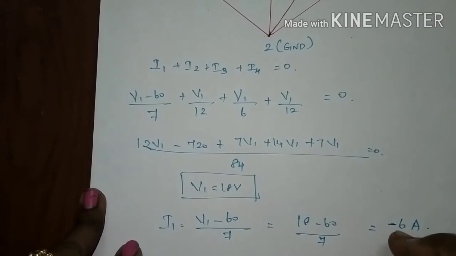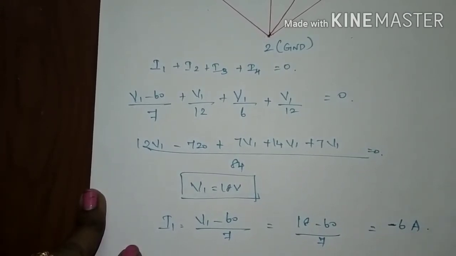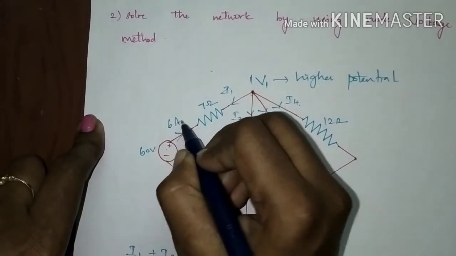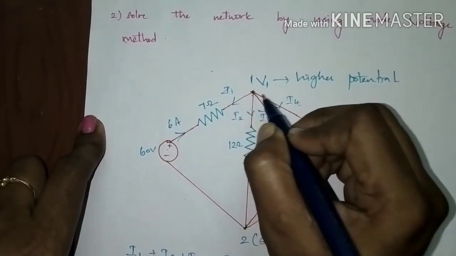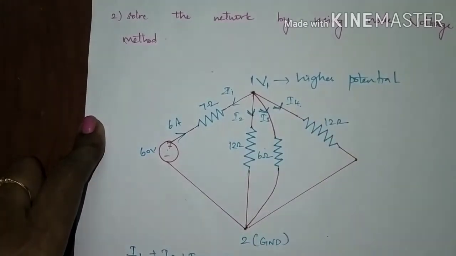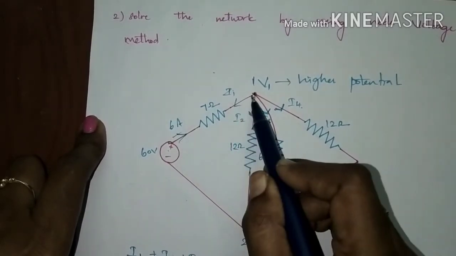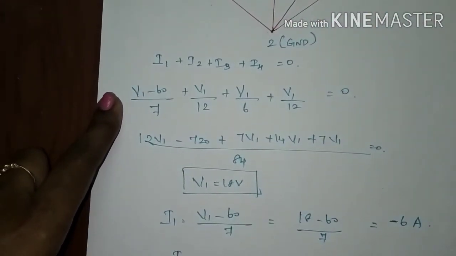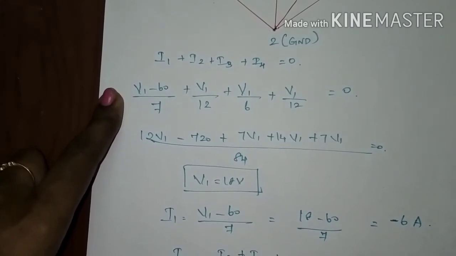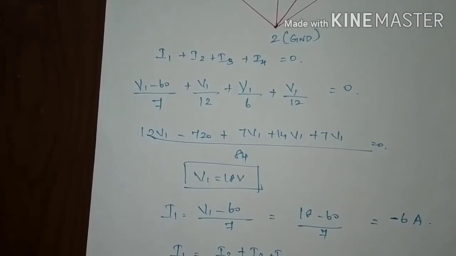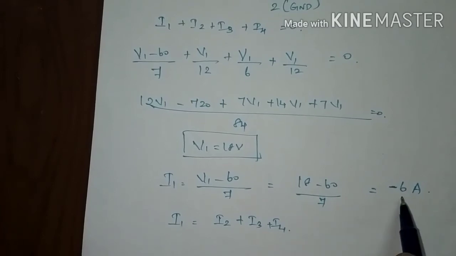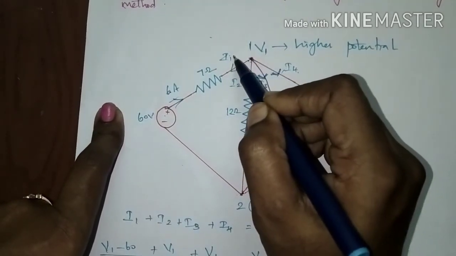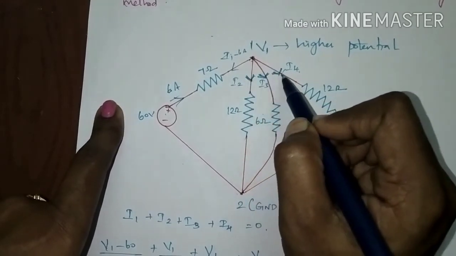Minus 6 ampere. This negative sign shows that your assumption made according to the current direction is wrong. So actually I1 current is flowing upward, right? 6 ampere, this current is going this way, and this current will divide as I2, I3 and I4. So you will get I1 equal to I2 plus I3 plus I4. After finding the value, I1 is equal to minus 6 ampere. So I1 is flowing in this direction for positive 6. If I1 is coming in this direction, it will be negative 6. So this I1 is dividing as I2, I3 and I4.